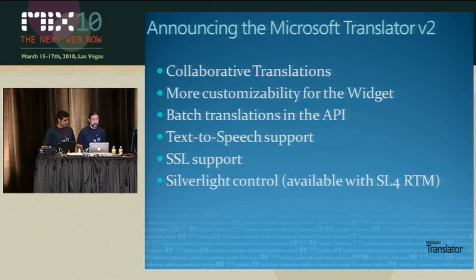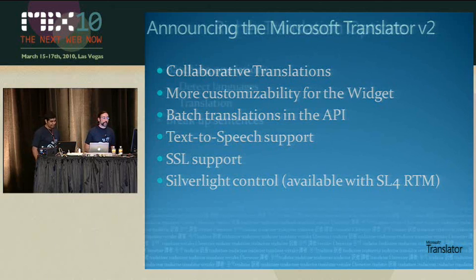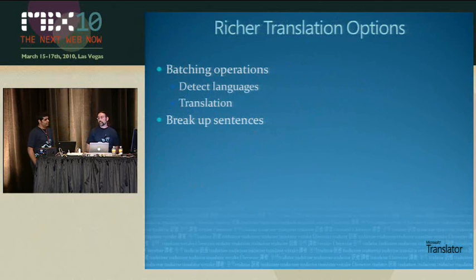Great. That's awesome. So this is all shipping now? Yep. Live now. So what I want to do is take you through how you do this. How do we use these different features? The first set of features I'm going to walk through is the richer translation options. First of all, how do we batch things together? How can we detect languages as batches? How can we do translation as batches? And also one of the features is breaking up sentences. Breaking up sentences can be useful to turn the content that you've got into pieces that you can then translate one at a time, but it can be used for other things as well.